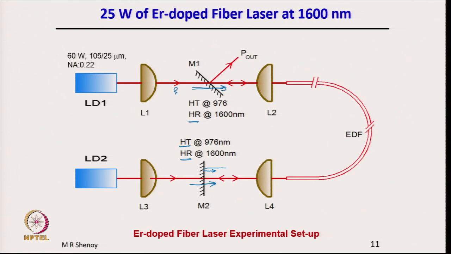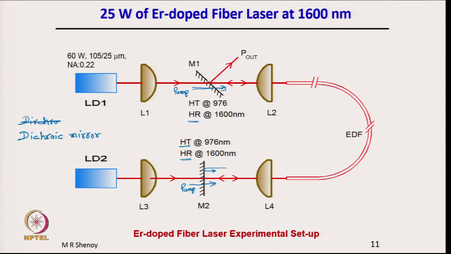So, this is pump, the blue one I am showing is pump. So, the pump is 100% transmitting through the mirror. It is a dichroic mirror. They are called dichroic mirrors, which means for two different wavelengths the reflectivity is different. So, the mirrors used are dichroic mirrors, which means at one wavelength it is highly transmitting and it is highly reflecting at another wavelength. So, the cavity is here.